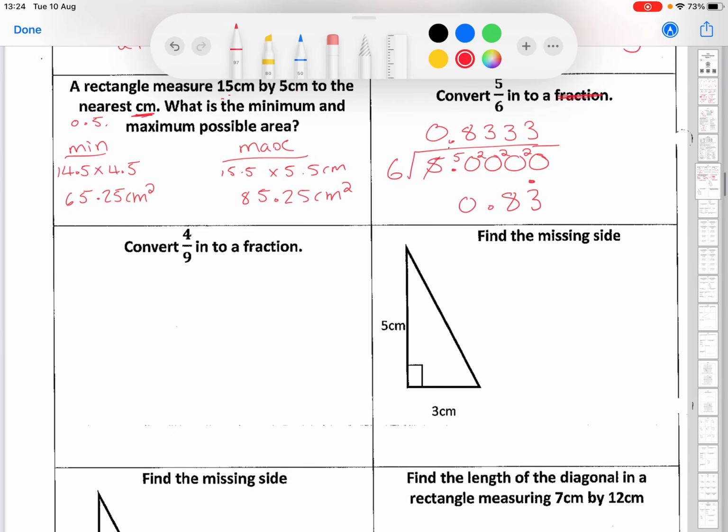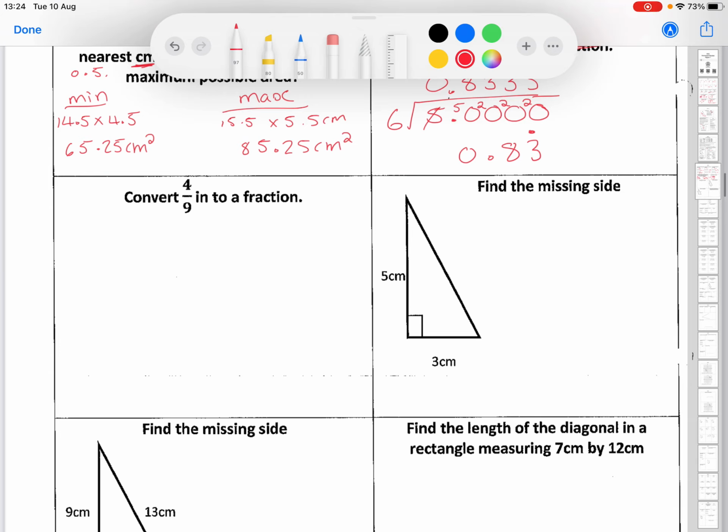Next one, some people might know the ninths, sorry. 4 ninths into a decimal, I should say. So we've got how many 9s go into 4. So our 4 goes on and on and on. How many times does 9 go into 4? It doesn't, carry all that 4. How many times does 9 go into 40? Well, it would go in 4 times, because 4 9s are 36 with a remainder of 4. How many times does 9 go into 40? 4 times with a remainder of 4, etc. So our answer is 0.4 recurring.